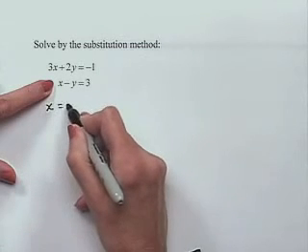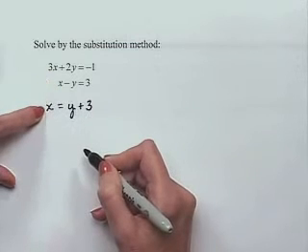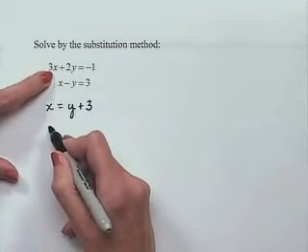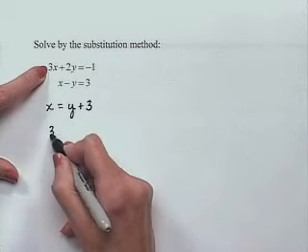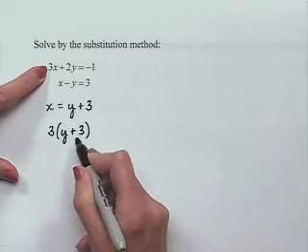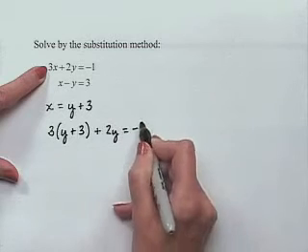x is going to equal y plus 3. Now we're going to take that value and substitute into the other equation. So where we see x, that is, multiplied by 3, we're going to replace it with y plus 3. So we'll have 3 times (y plus 3) plus 2y equals negative 1.